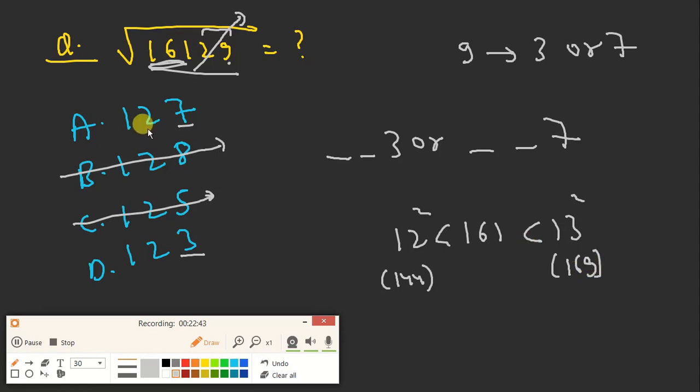Are you clear till here? Right. Now what will you do? Since 12 is the smaller number, you will write 12 here also and 12 here also. So the answer can be option A or option D till this step. Is it clear? Very good.